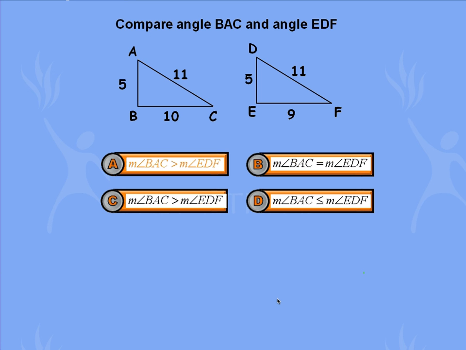Now we have some problems to do. This one's in your notes packet. Compare angle BAC, this angle right here, to angle EDF, that one there. So say, are they equal to each other? Is one bigger? What do you know about those two?